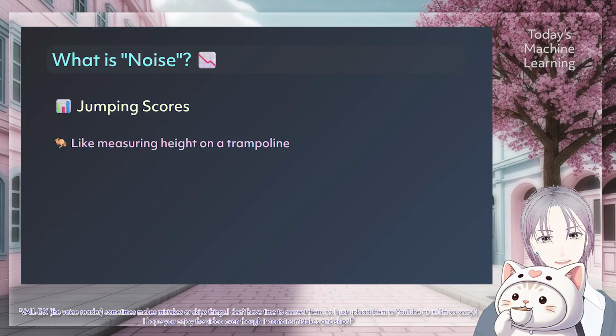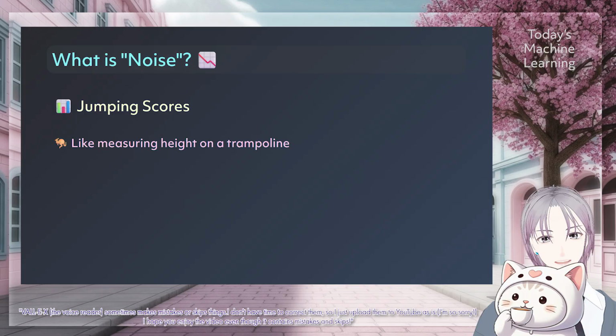This is what we call noise. When scientists try to measure how smart these AI models are, the scores keep jumping around. It's like trying to measure your height while you are jumping on a trampoline. It is really hard to get an exact number, right?